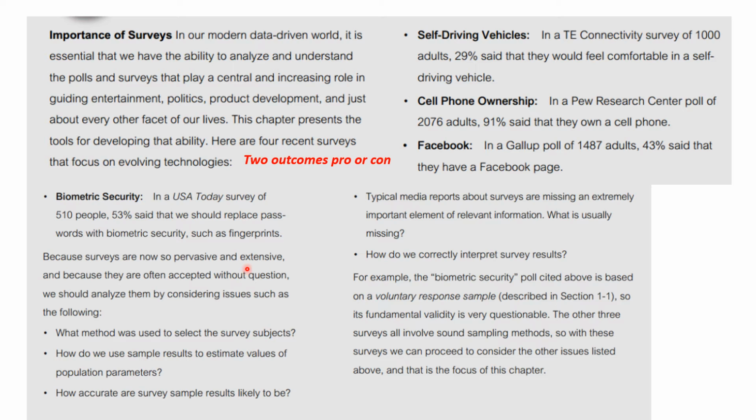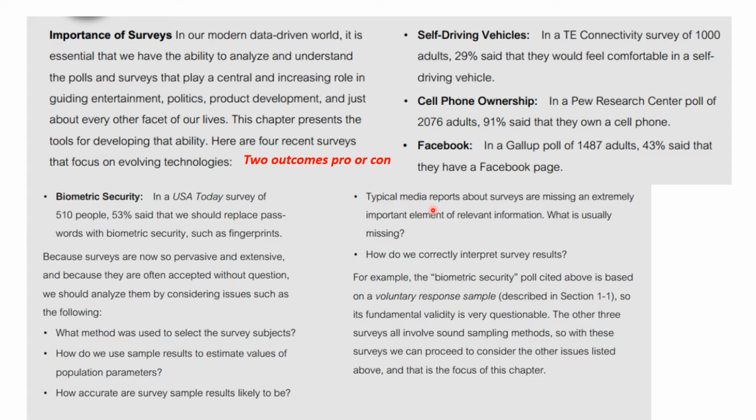Now, because surveys are now so prevalent and extensive, and they are widely accepted without question, we should analyze them by considering what methods were used to select the survey subjects. We saw some videos about sampling techniques, and that's an important thing. How do we use the sample results to estimate the value of the population parameters? That's what we're going to be talking about a lot in this video. And how accurate are the results likely to be? You can't be 100% sure.